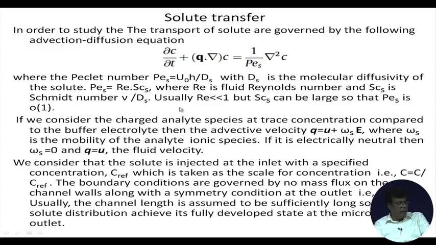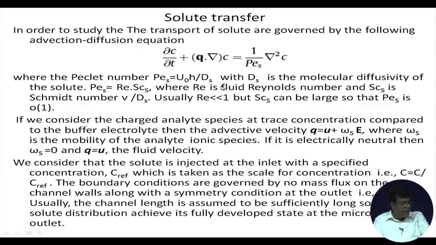the solute. Now, this Q can be a combination of terms. If it is a neutral solute, we do not have the second term, so it is transported with the advection velocity, which is nothing but the fluid velocity, the background electrolyte velocity. So we have the advective velocity as Q equal to U plus omega s E. Omega s is the mobility of the analyte ionic species if we consider a charged solute.